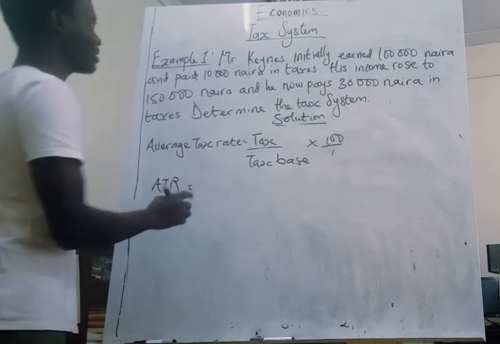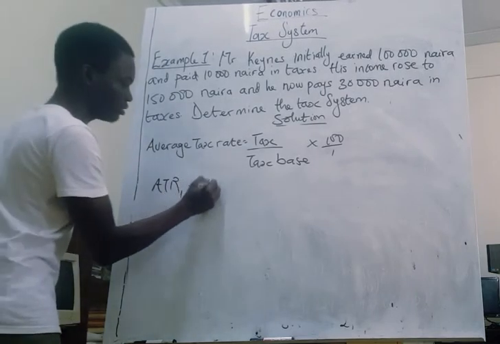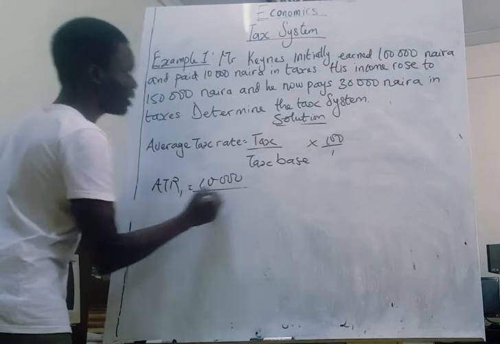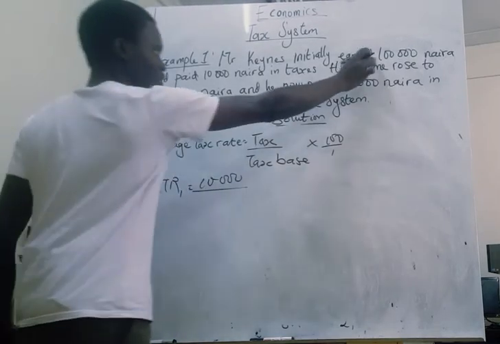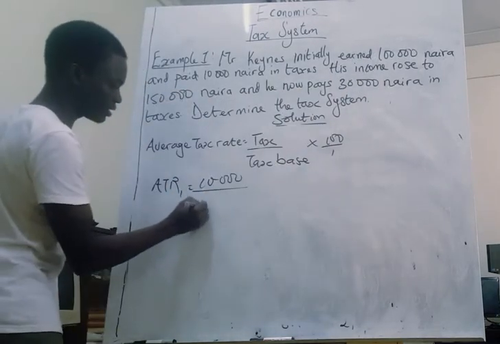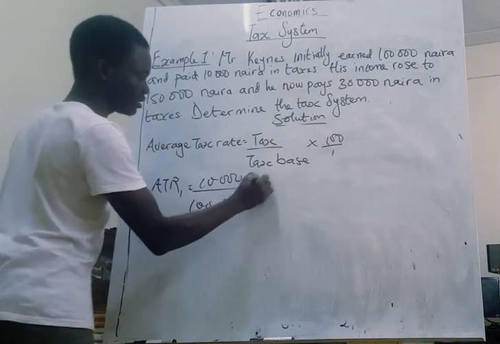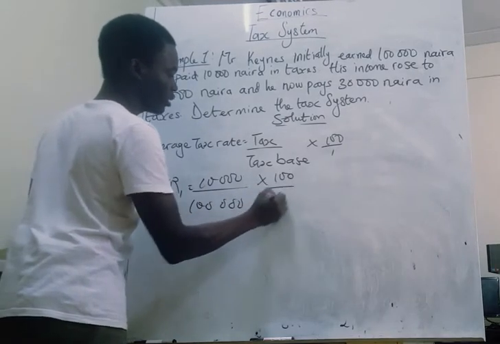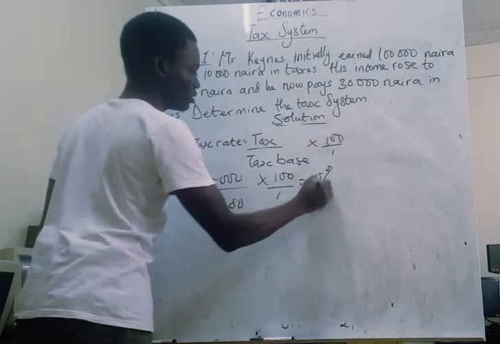So the first tax he was paying was 10,000 naira. So we have 10,000 naira divided by the first tax base, which was 100,000 naira. That is what we are taxing, the object of taxation, times 100/1. So this gives us 10%.